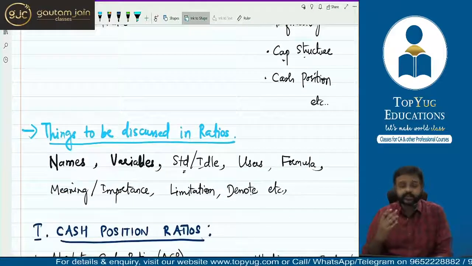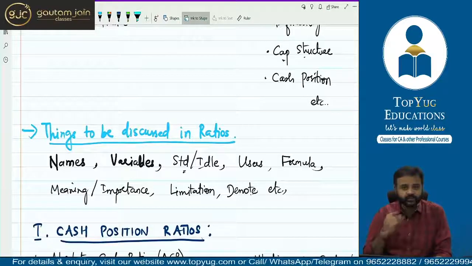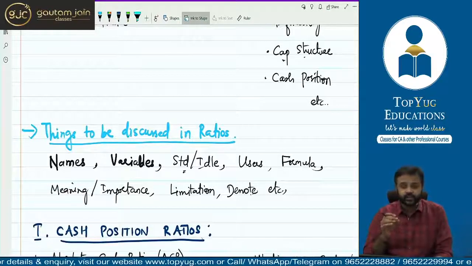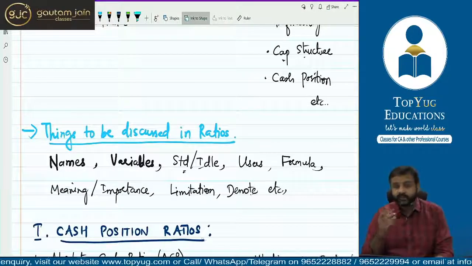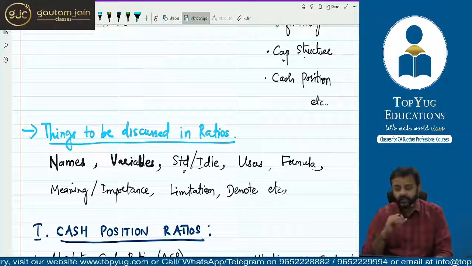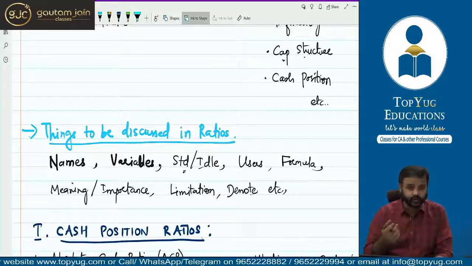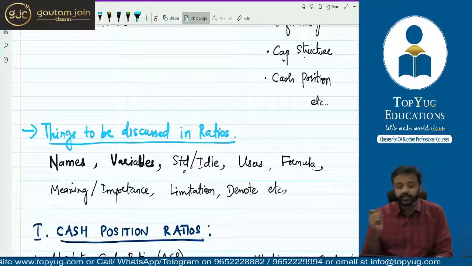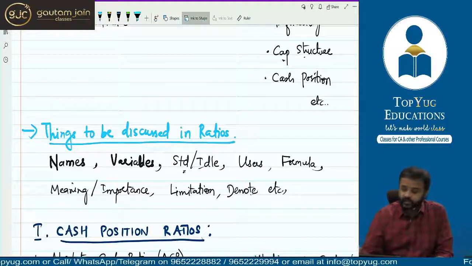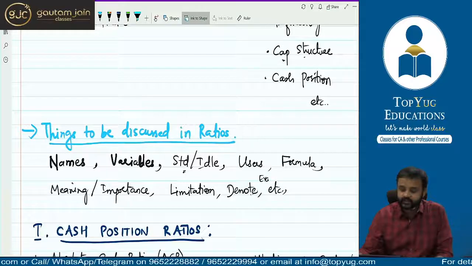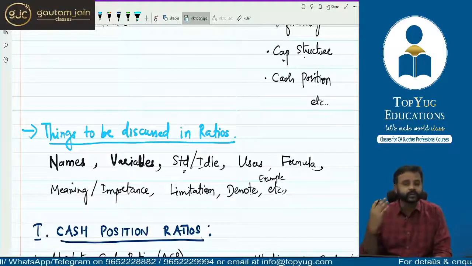Then what is it that we said we will be discussing when we discuss the ratios? We said we can discuss the different names, the different variables, that is the two variables which we'll be using. Then standard or ideal ratio, or any upper limit there. Then who can be the users for that ratio? What is the formula? What is the meaning or importance of that ratio, right? How do we denote that ratio? What is the limitation of that ratio? Maybe we can even take some examples, isn't it? So this way we can discuss multiple things when we take up a ratio.